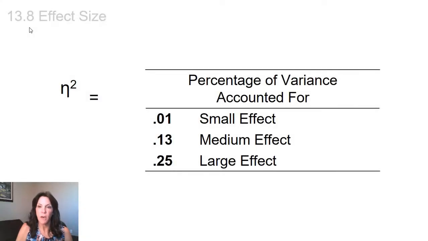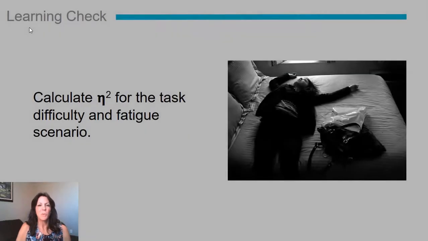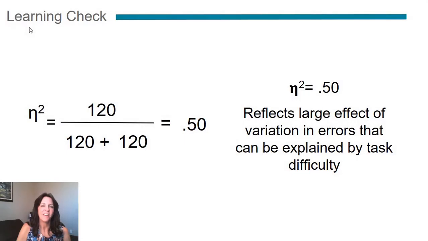And the percentage of variance accounted for is the same as we've talked about before: 0.01 small effect, 0.13 medium, 0.25 large effect. So we're going to calculate eta squared for that task difficulty and fatigue scenario that we talked about. So here's the first one for factor A.